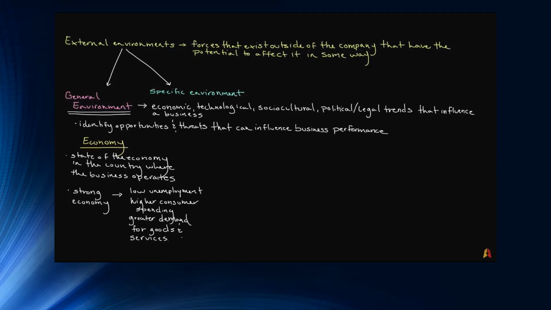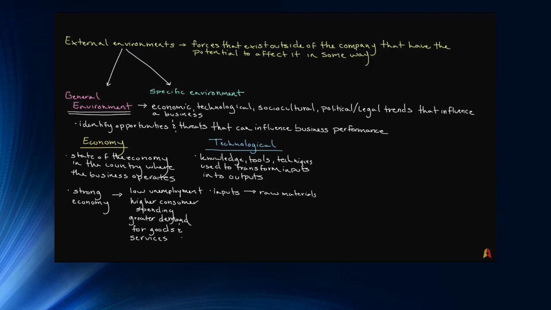The second element of the general environment are technological trends. Technology, in this case, is usually described as the knowledge, tools, and techniques that are used to transform inputs into outputs. Inputs commonly take the form of raw materials like steel, copper, or iron ore, while information includes facts, figures, and statistics. These inputs are used to produce outputs, which take the form of goods and services.